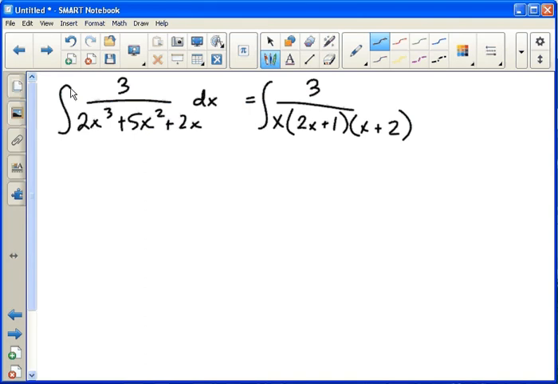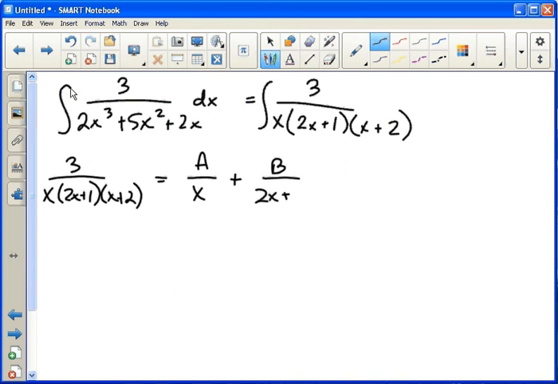Alright, so I've got three pieces this time. So I'm going to have an a, a b, and a c. So 3 over x times 2x plus 1 times x plus 2 equals a over x plus b over 2x plus 1 plus c over x plus 2. Now the worst case scenario here is just that you're going to have to do a convenient value 3 times instead of twice. It's a little longer, it's not really any harder than when it has three pieces. But we do need to multiply everything by the common denominator.